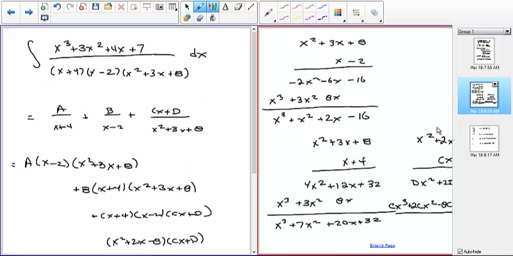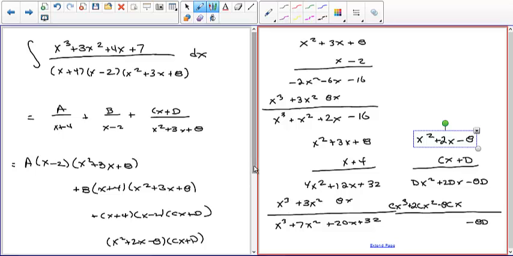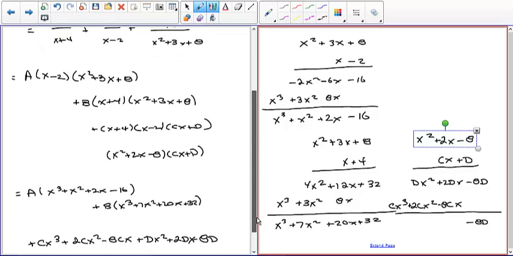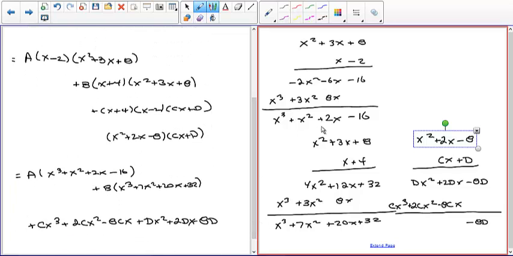So when I took this one, what I did is I took A times the product of these two, which was this part. So this times that, which was this times that, is that. So you get A times the whole thing: A times x cubed plus x squared plus 2x minus 16. Then you get B times the product of these two, which was this result. So you get x cubed plus 7x squared plus 20x plus 32.